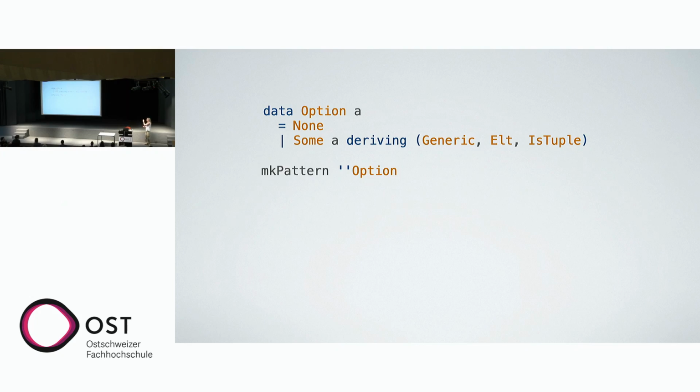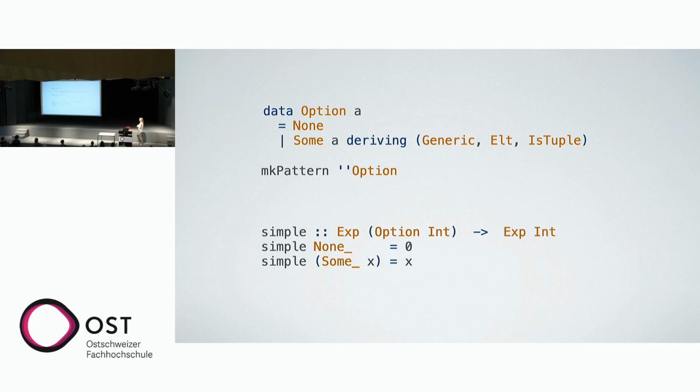So that's the only point where we switch to Template Haskell. You have to call this mkPattern Option, and that's all you have to do. And now you can write a simple embedded function in Accelerate which matches on your new Option type. And again, you see that we have these constructors, the patterns here. They look almost like the original ones, modulo the underscore.